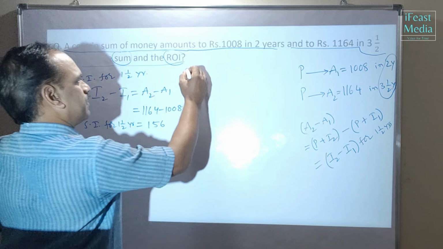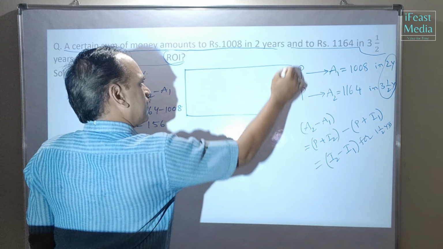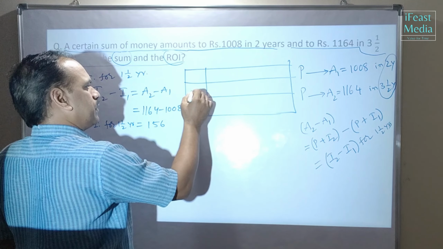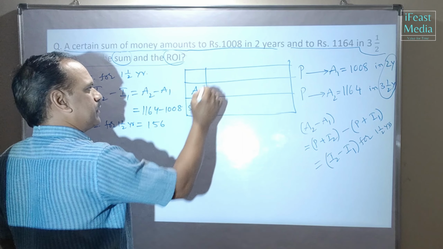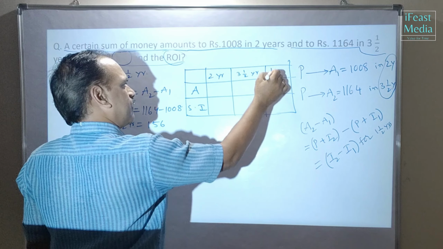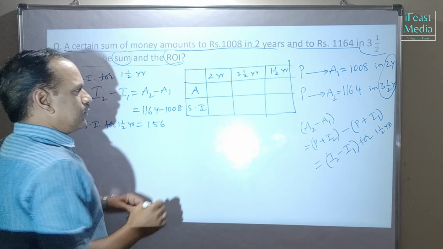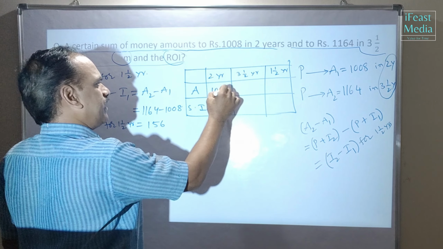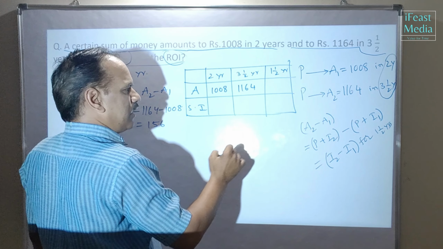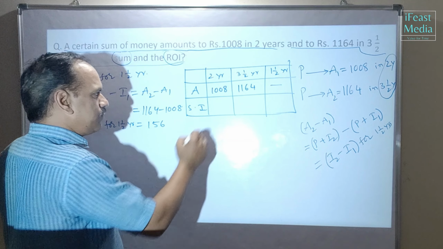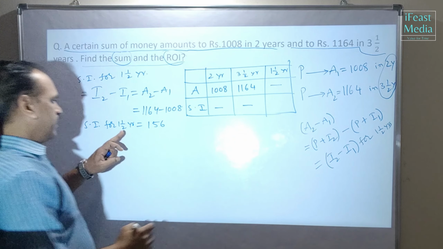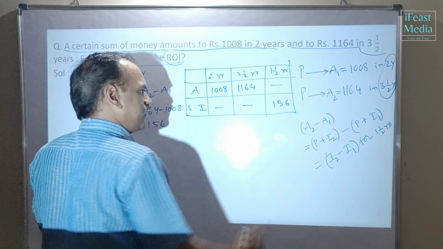Let us form a table here. What we know is the amount and simple interest for 2 years, 3.5 years and 1.5 years. The amount for 2 years is 1008. The amount for 3.5 years is 1164. The amount for 1.5 years is unknown. Simple interest for 2 years is unknown. Simple interest for 3.5 years is unknown. Simple interest for 1.5 years is now known as 156.